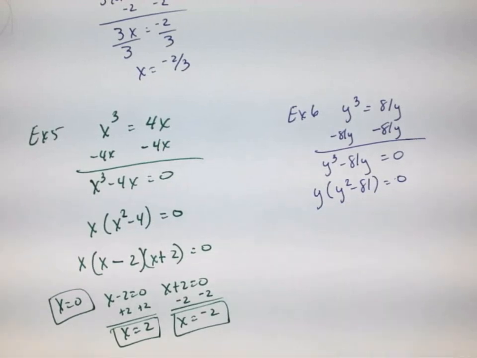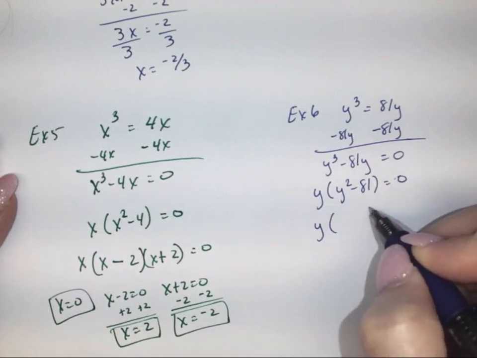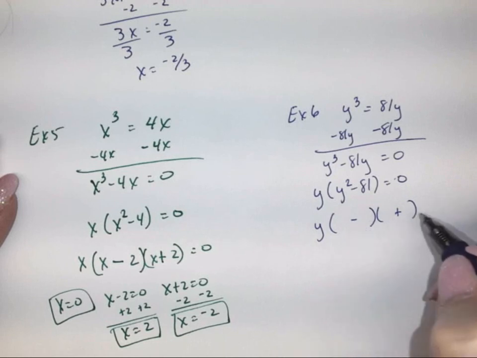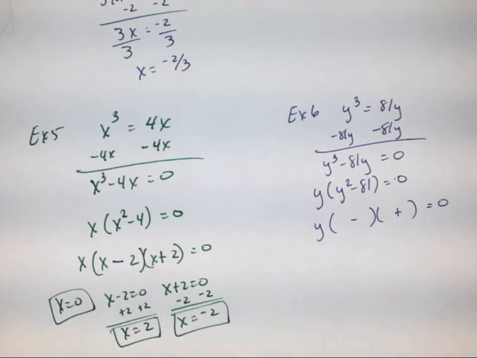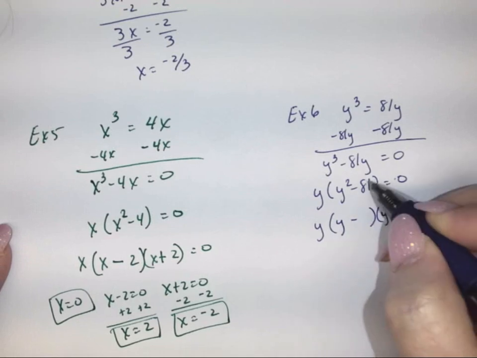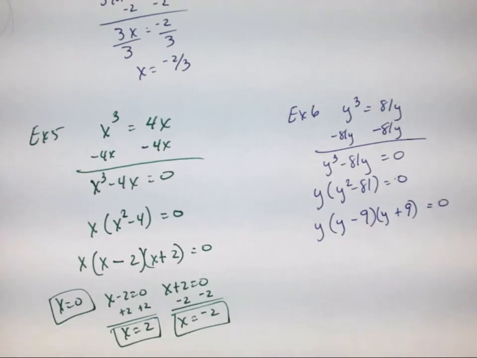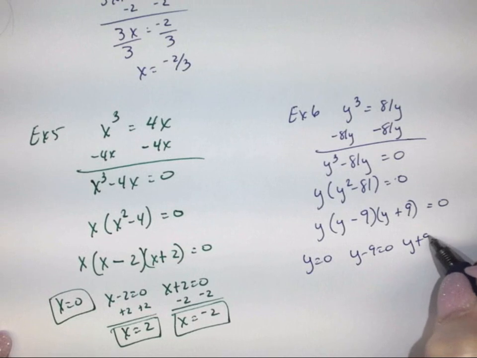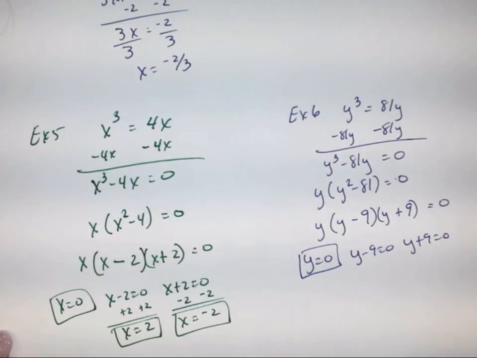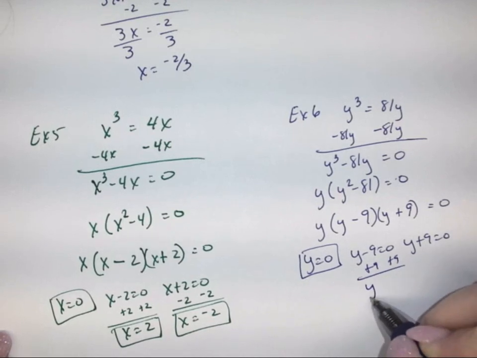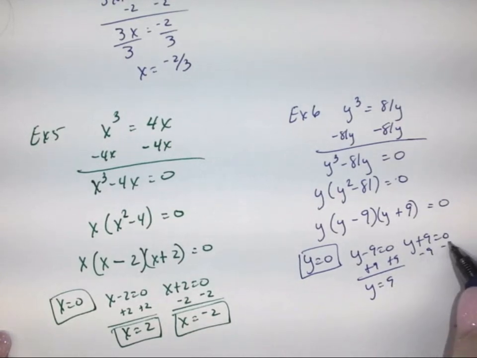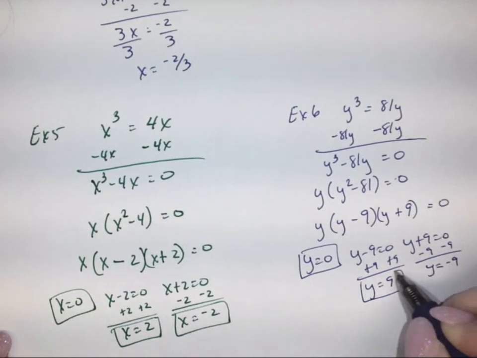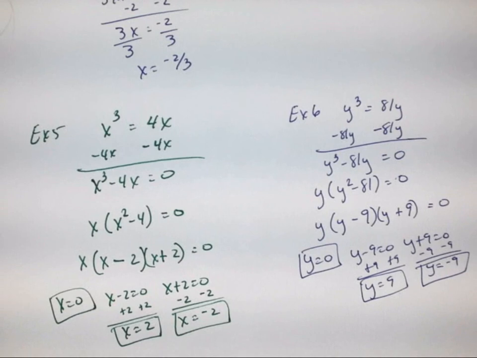Again, this is the difference of 2 perfect squares. So that'll get us the sets of parentheses with the minus and the plus, or the plus and the minus. It really doesn't matter. The square root of y squared is going to get us y. Square root of 81 is 9. So that'll get us y is equal to 0, y minus 9 equals 0, and y plus 9 equals 0. Again, this one's already finished. We'll add the 9 over and get y is equal to 9. Subtract the 9 over, y is equal to negative 9. So again, we had 3 answers on this one. All right, so let's go look at some other problems.